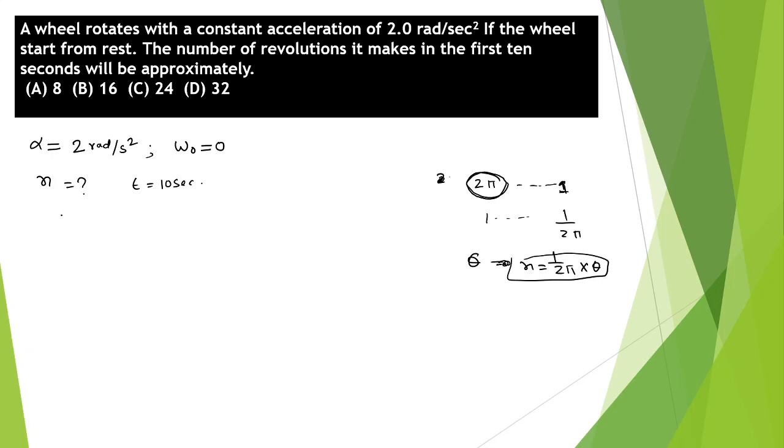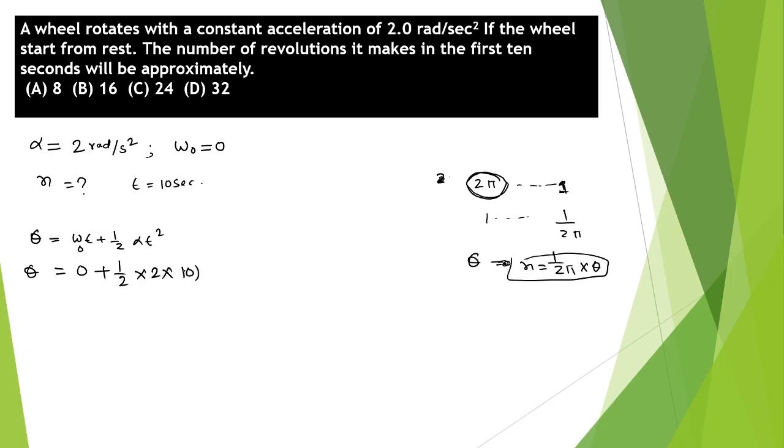So guys, we know one thing, that theta equals omega t plus 1 by 2 alpha t square, right? We know this equation. According to the question, what is the initial angular velocity? That is omega naught, which is 0. We are finding theta here, into 1 by 2, and alpha is given. What is alpha? That is 2 radian per second square.